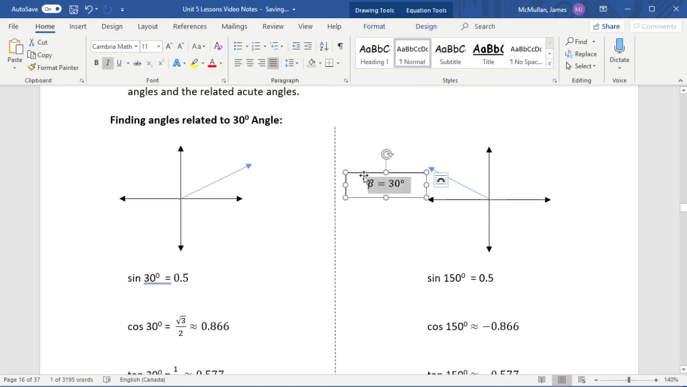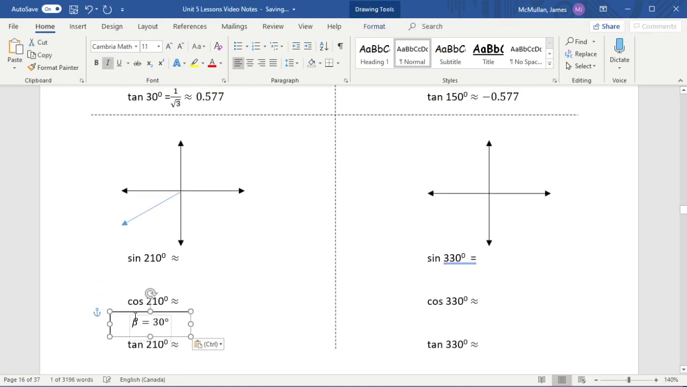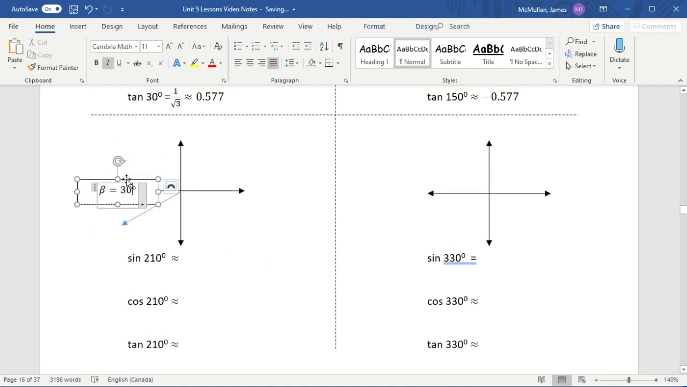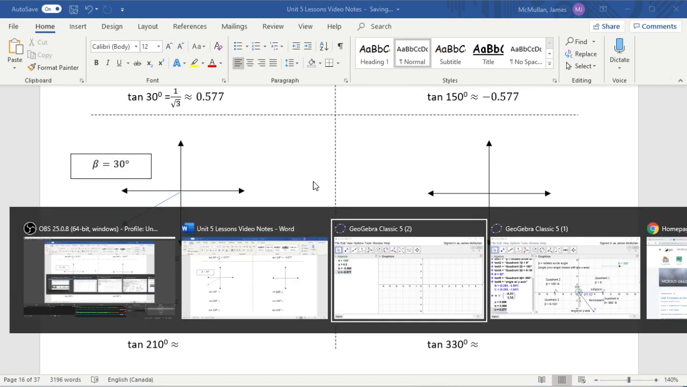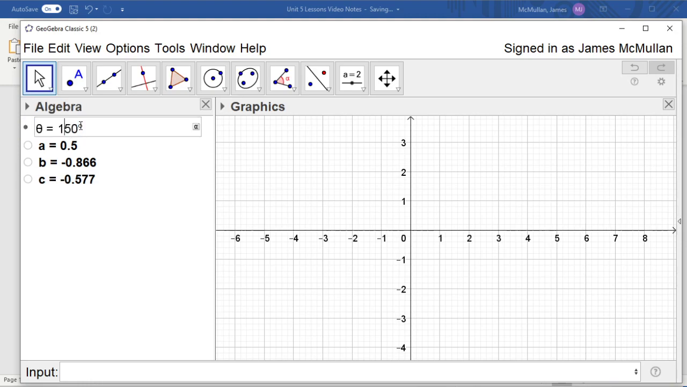Now, once again, the beta in the picture is 30 because beta is the angle I make with the x-axis, not the positive x-axis, the regular x-axis. Okay? Beta is the angle that will go right here. And once again, if you're drawing a 210 degree angle, then the beta is 30. Let's see what happens if I change my angle here to 210. Okay, notice. Sine is the same number, but negative. Cos is the same number, but negative. Tan is the same number, but back to positive.